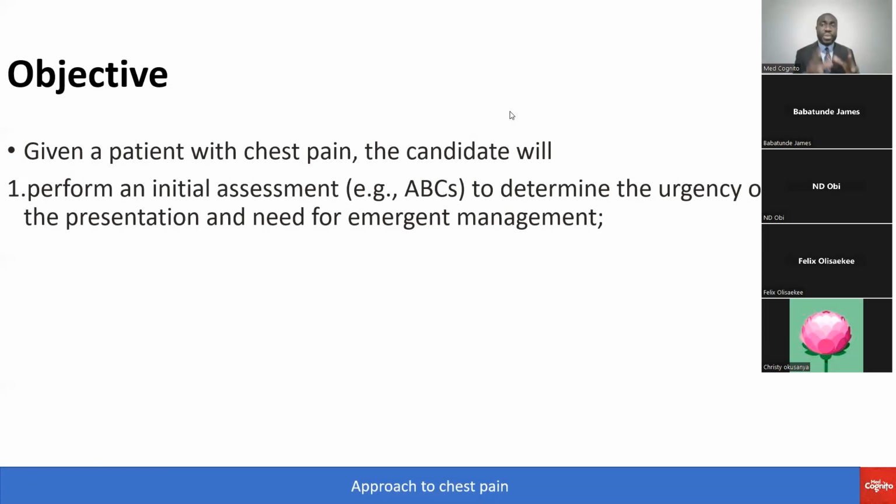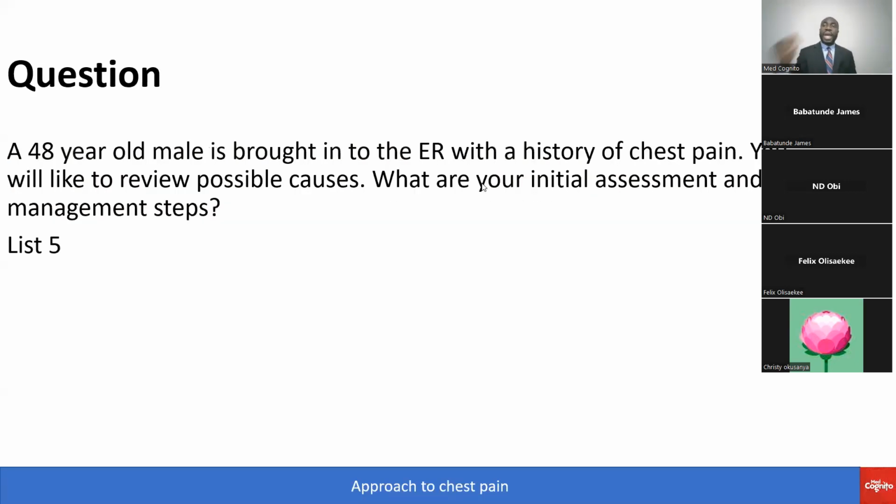So again, we go back to the objective. Given a patient with chest pain, the candidate will perform an initial assessment to determine the urgency of the presentation and the need for emergent management. So I have this question for you.